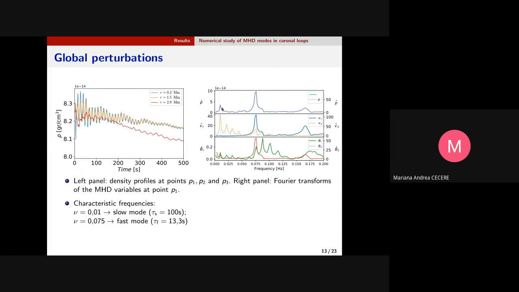A low frequency equivalent to 100 seconds and related with a slow mode, and a higher frequency equivalent to 13.3 seconds and related with a fast or sausage mode. But in this case, the main contribution is due to the fast or sausage mode.